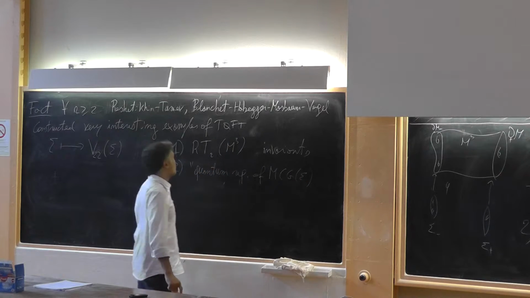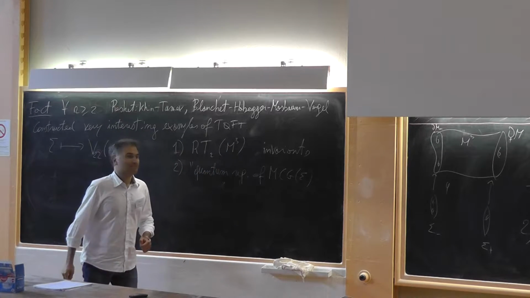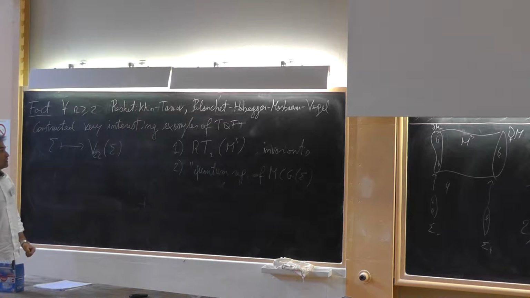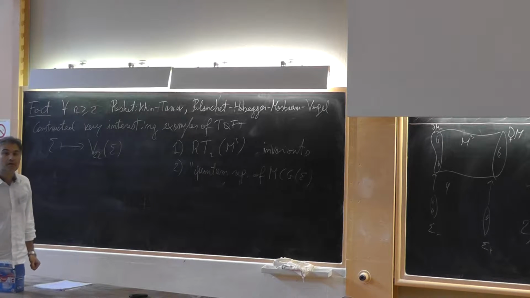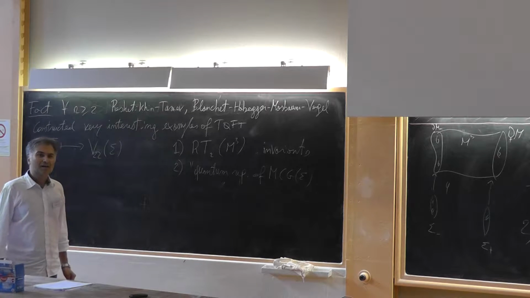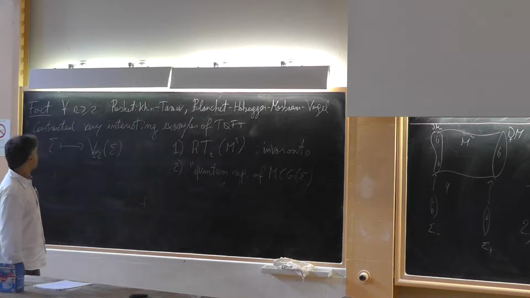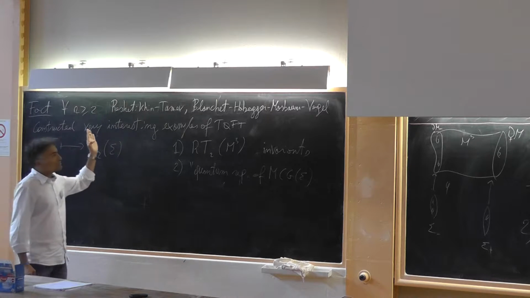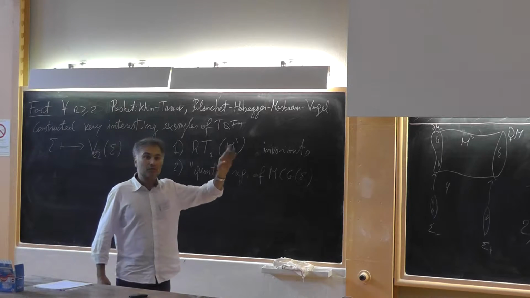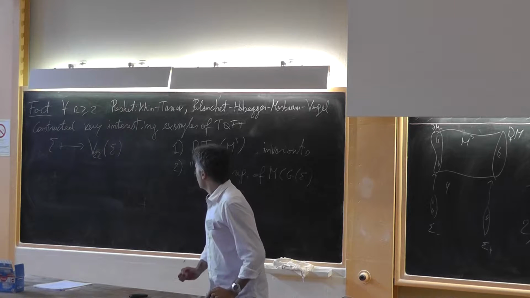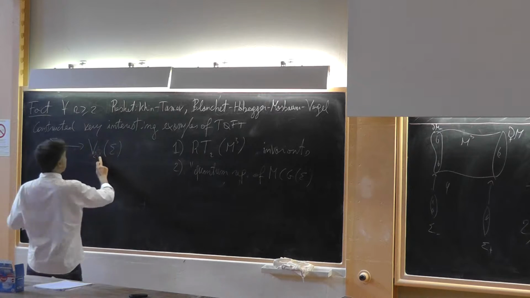Actually, what is R? R is an integer greater than or equal to 2. Oh, it is just that there is one TQFT for every R. The subscript represents R.